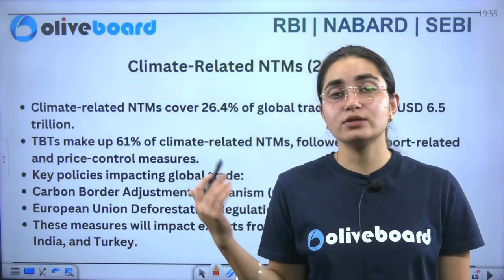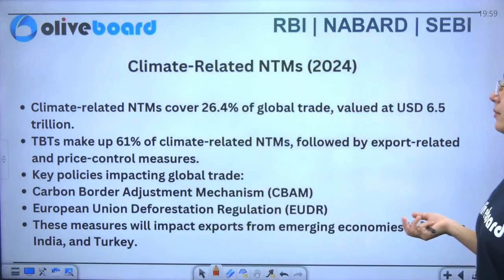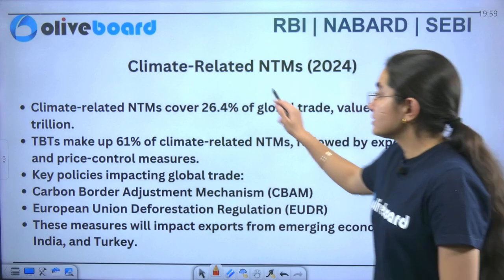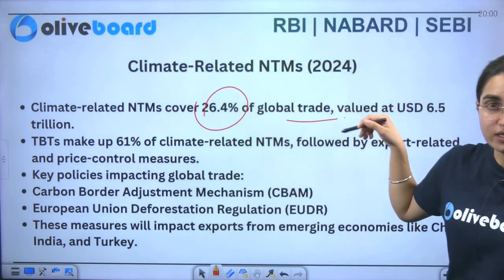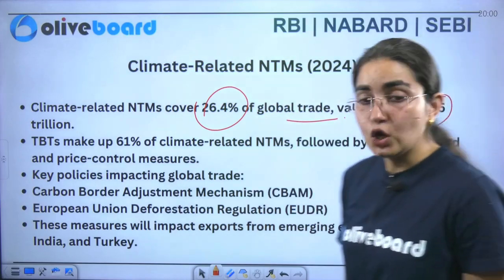Now we'll see the non-tariff measures that are there related to our climate. ठीक है, now you can see that climate related non-tariff measures have covered 26.4% of the global trade that is there, valued at US dollars 6.5 trillion. Your non-tariff trade measures make up 61% of climate.